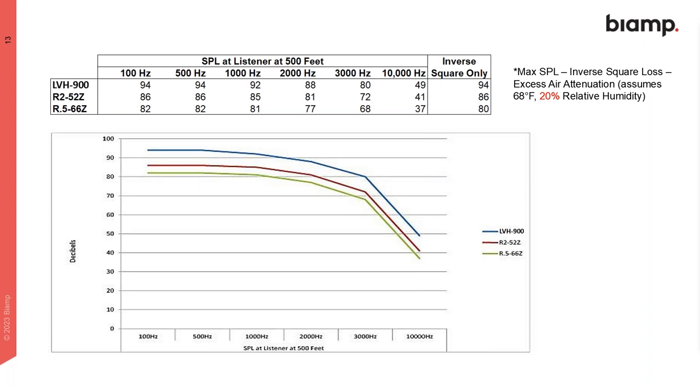Another example using three popular products here. Across the top, we've got the LVH900, R252Z, and an R.5. And we're looking at a 500 foot projection distance, not that I'd use an R.5 to go 500 feet, but an LVH900 or an R252. If we're at 20% relative humidity, I'm talking to you folks in the Southwest and other extremely dry areas, and we look across the graph of an LVH900, with inverse square law only, we're at 94 dB. Look at 2 kilohertz, we're at 88. 3 kilohertz, we're at 80 decibels.